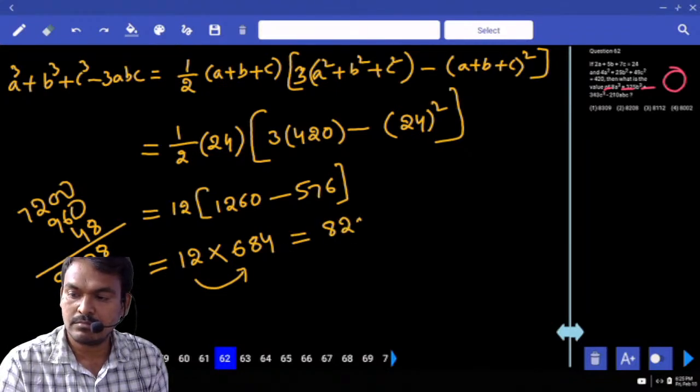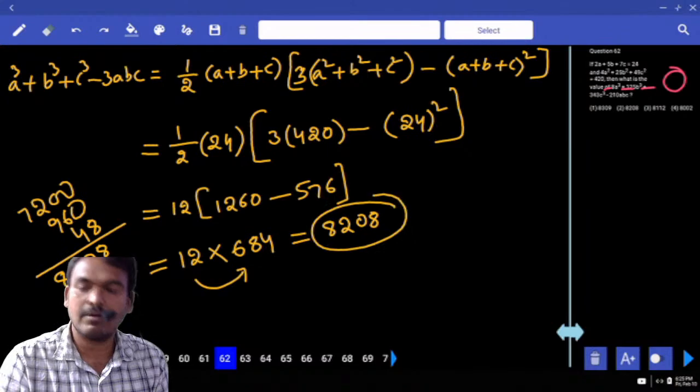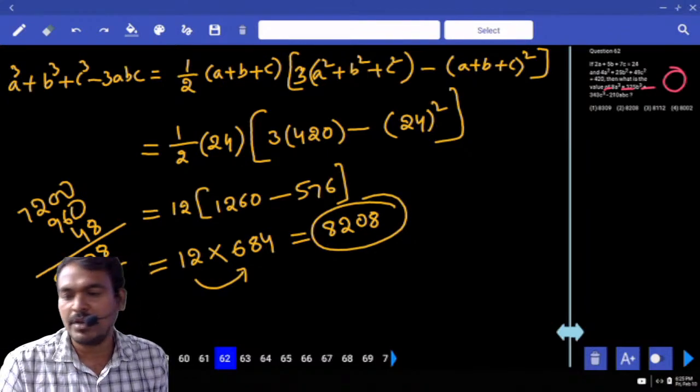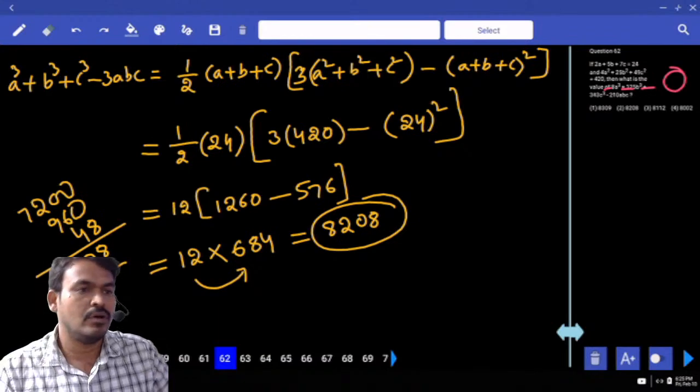Which option? Second option. Verify the units position. 2 4 the how much? 8. How many options end with 8? Only one.